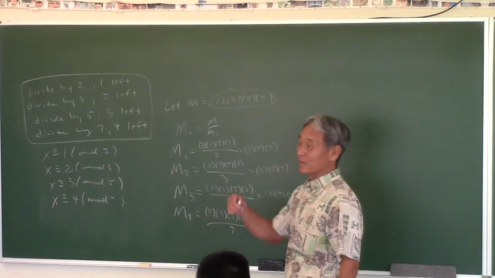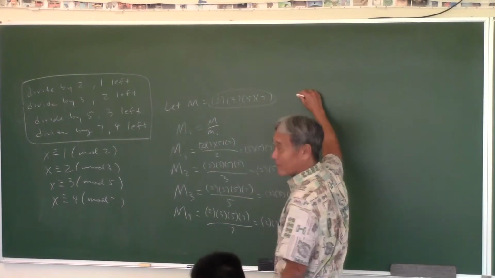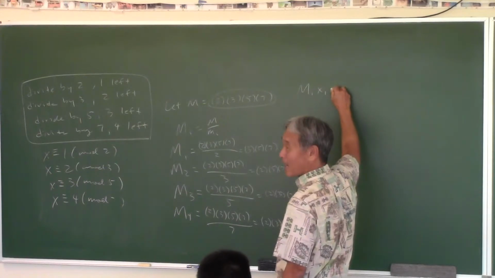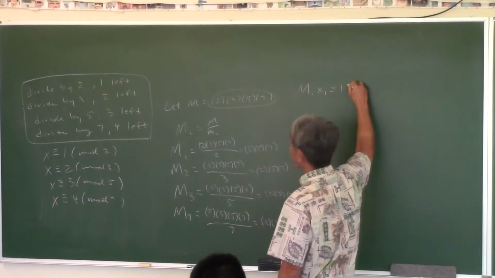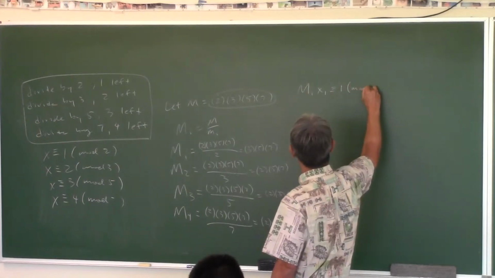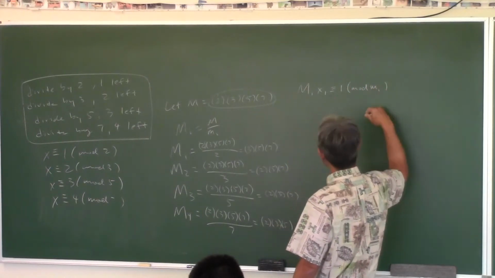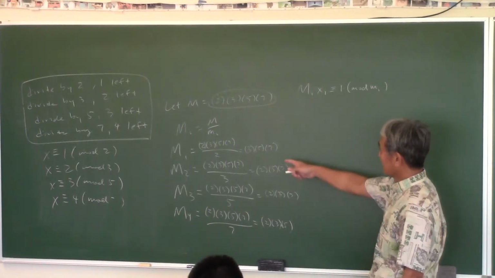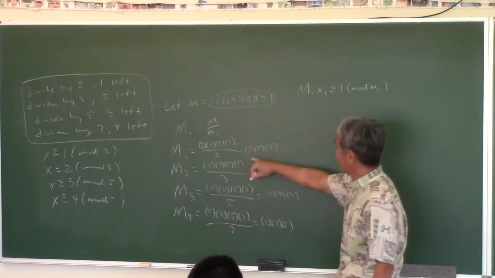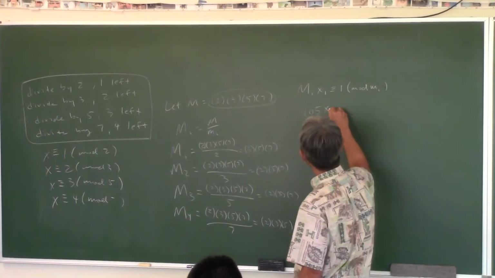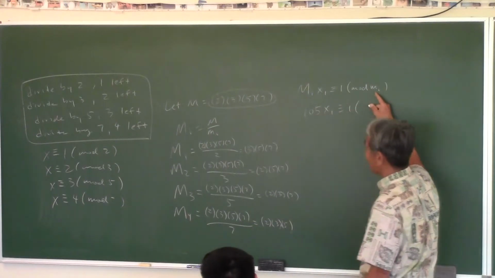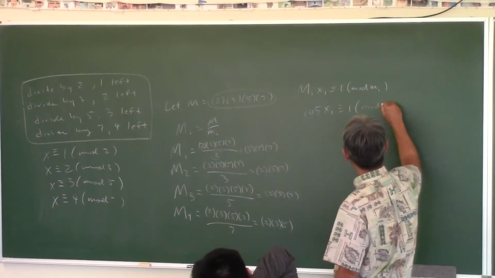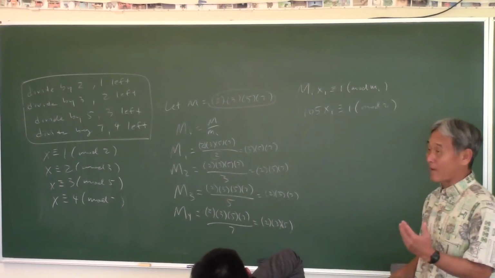Okay, so let's take the case when i is 1. If i is 1, that means capital M1 x1 has to be congruent to 1 mod m1. Now what is capital M1? 357, let's plug it in. Capital M1 is 105. And what is small m1? That would be this number on the bottom right there, so mod 2. So what you have to do is find x sub i.